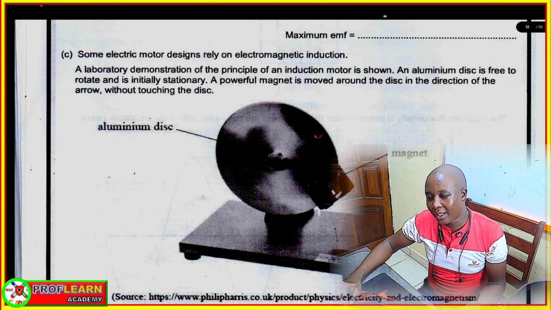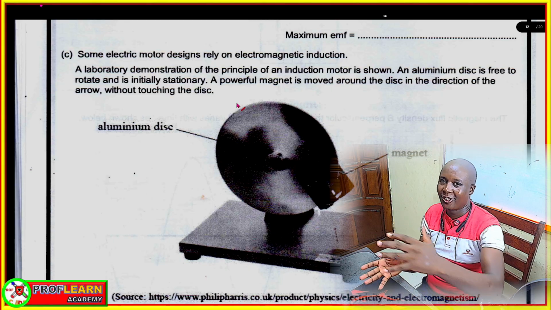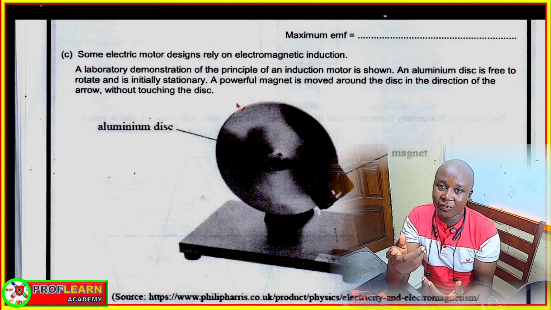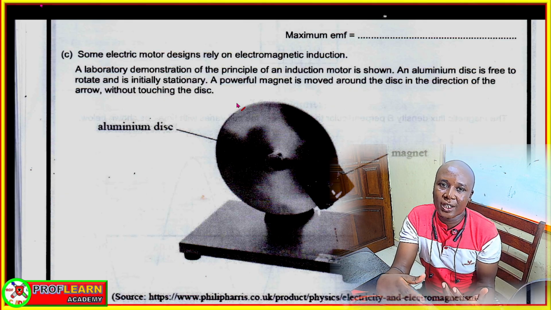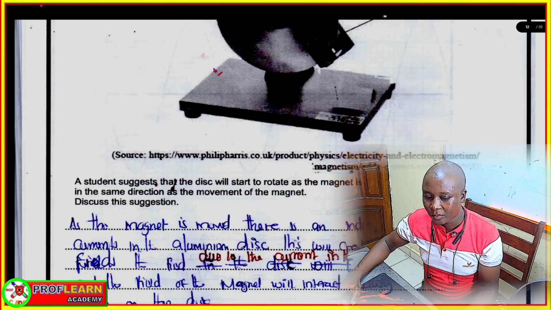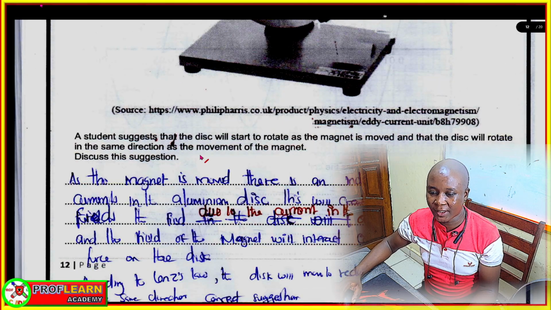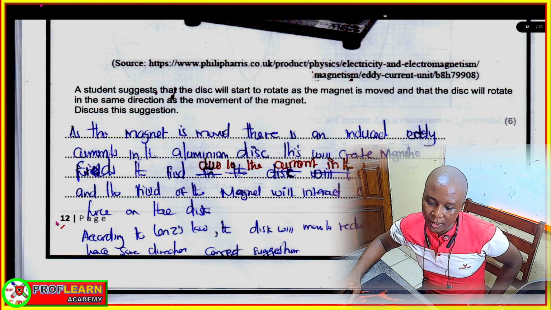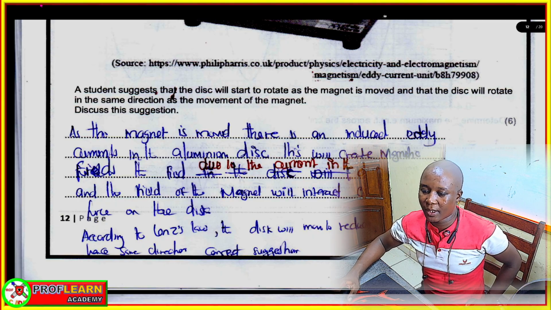Then in the process, the magnet is being moved down. This disc will start rotating also down, following the magnet. And the purpose of that is to try to reduce the rate of change of magnetic flux linkage according to Lenz's law. We are told students suggest that the disc will start to rotate as the magnet is moved, and the disc will rotate in the same direction as the movement of the magnet. Discuss this suggestion. Is this suggestion correct? Was this student making a right observation?